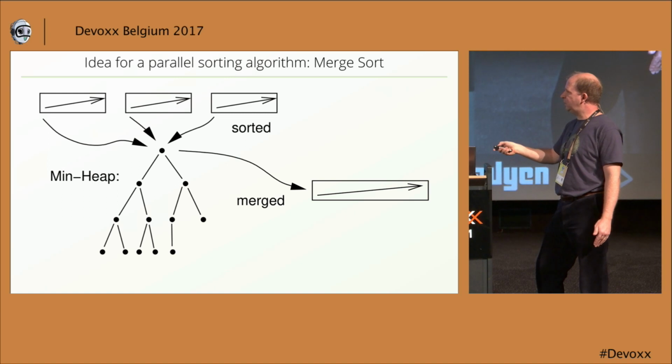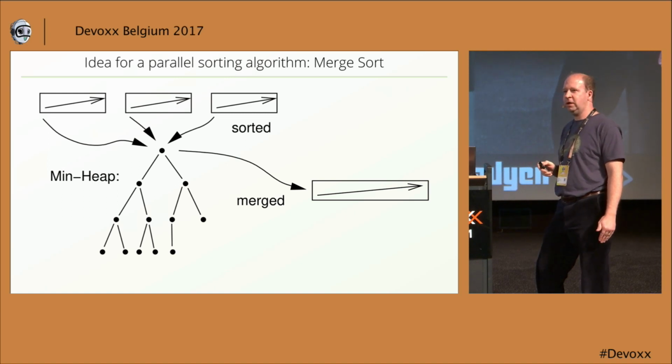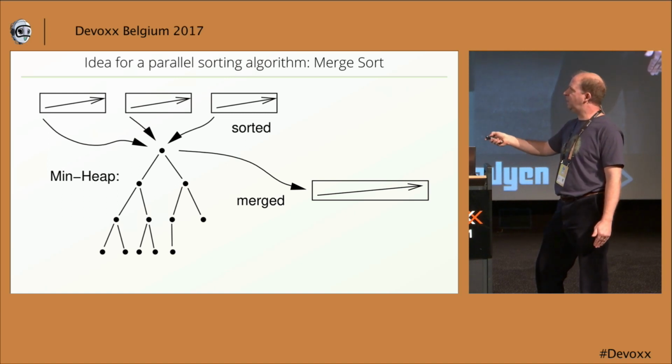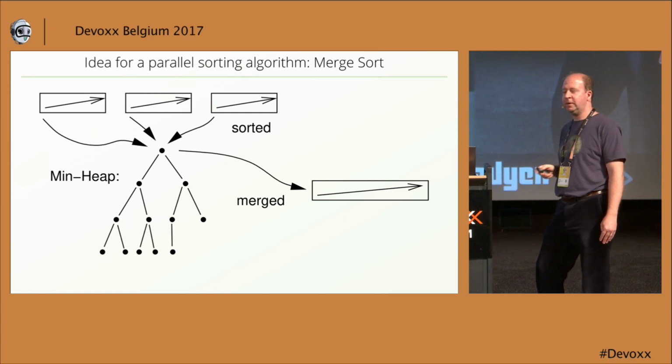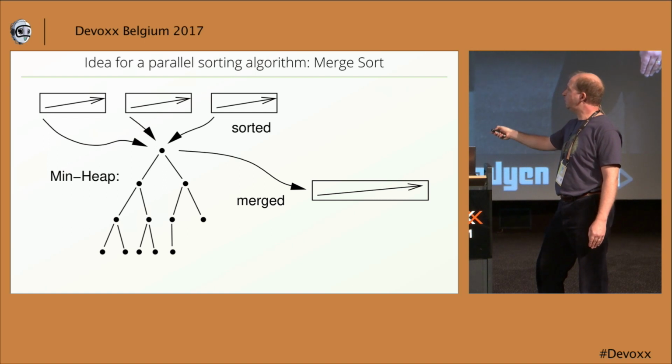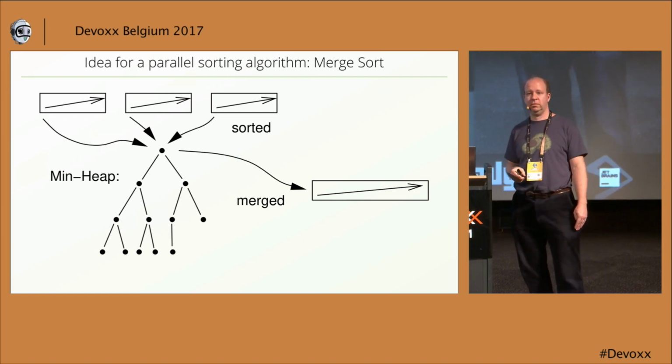They somehow sink down here and are stored in the heap. And once you have convinced yourself that the guy here is actually smaller than all of these here, then you can take it and put it here as the next element of the sorted thing. So why is that good?